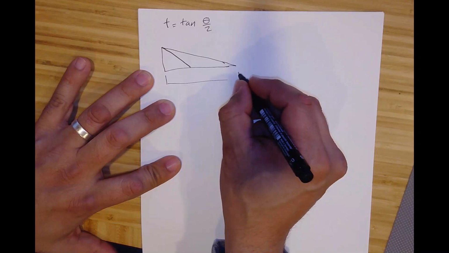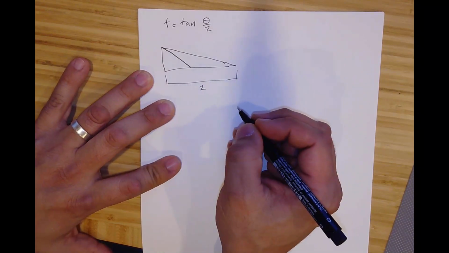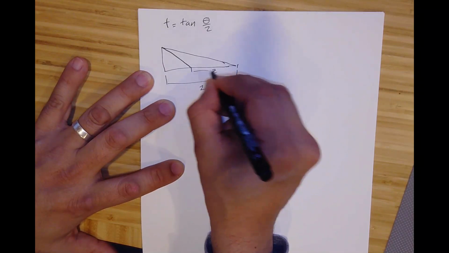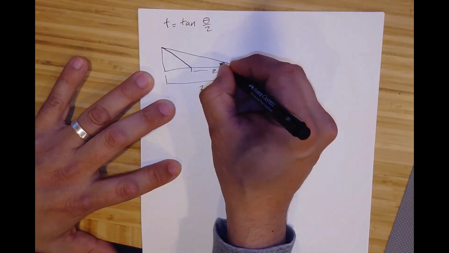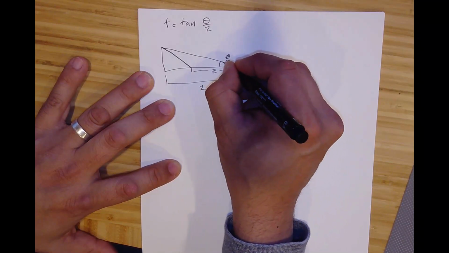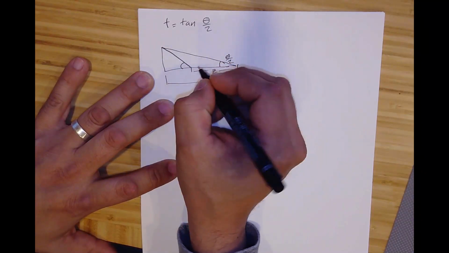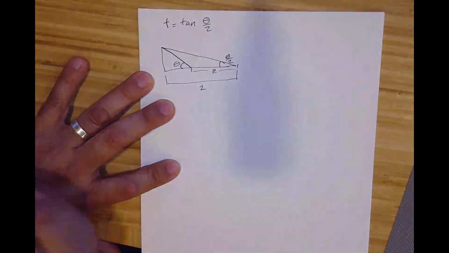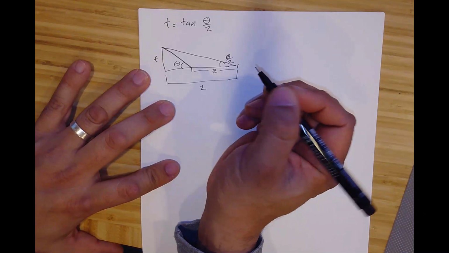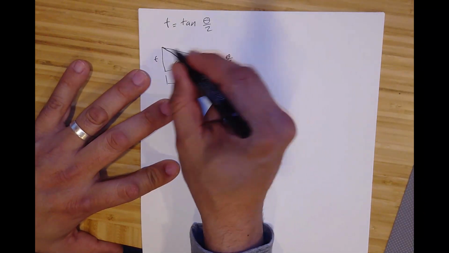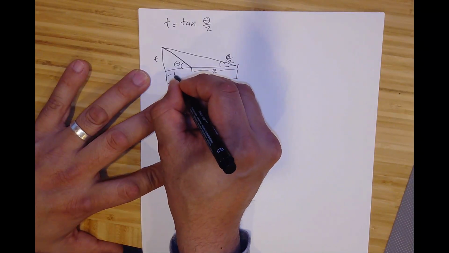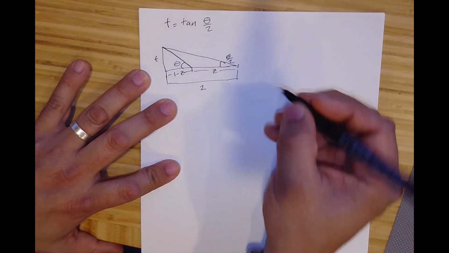The distance from here to here, let's say this is 1, okay? And this part, let's call it c, right? This angle that we have here is theta over 2, and the one that we have here is theta, right? The height of the triangle is t in this case, so we need to figure out the other sides, right? Of course, this will be 1 minus c, right?